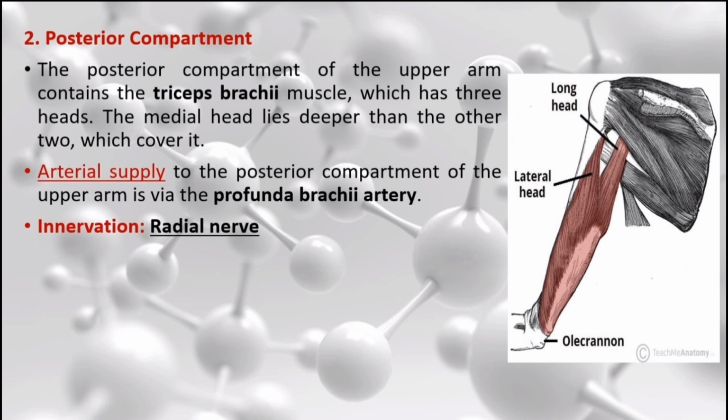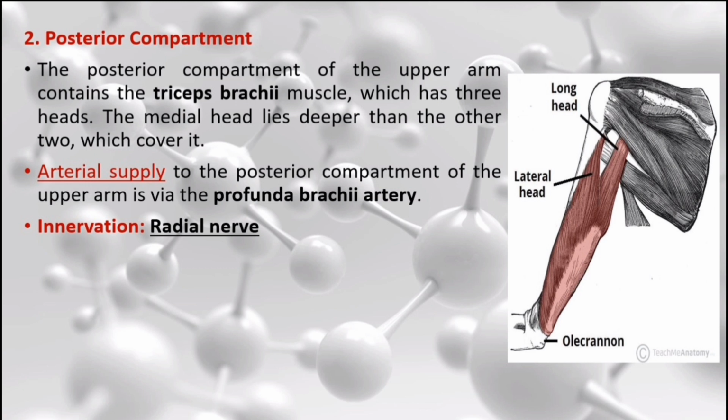Triceps brachii. Attachments: the long head originates from the infraglenoid tubercle. The lateral head originates from the humerus, superior to the radial groove. The medial head originates from the humerus, inferior to the radial groove. Distally, the heads converge onto one tendon and insert into the olecranon of the ulna. Function: extension of the arm at the elbow.